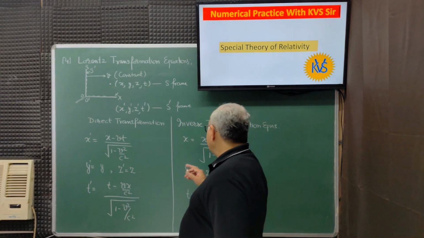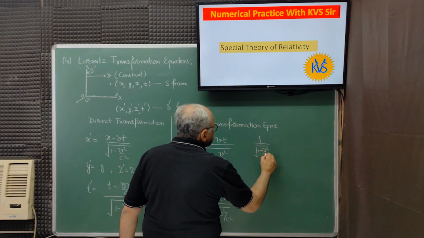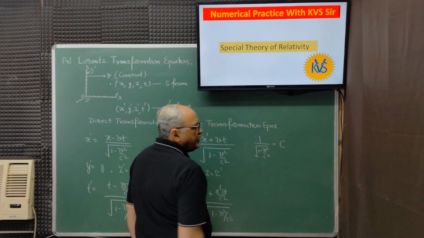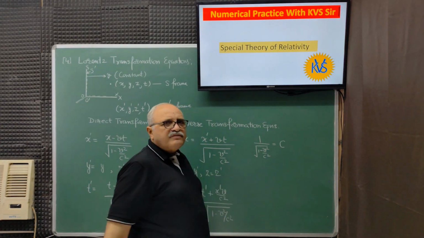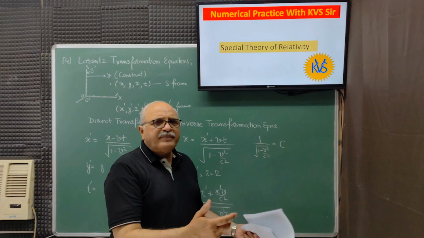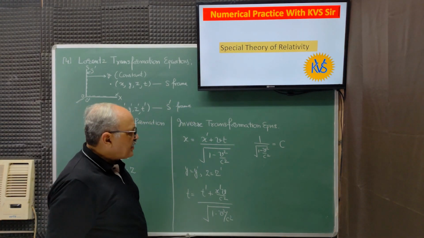This factor 1 by under root of 1 minus v square by c square is sometimes called the Lorentz constant, because once the velocity of the frame is fixed, it remains constant, so you can evaluate it separately and keep putting it in the equation wherever required.